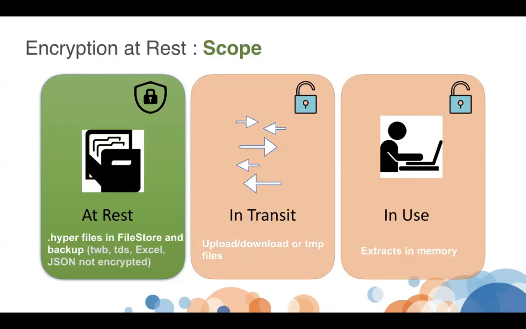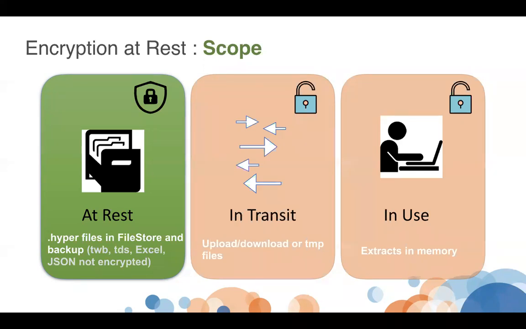In transit means either going through the network, between the network and the database, or between your database and your memory, and between the temporary files and where the database is. That's all the kind of in transit. And then the third category is in use, which is very likely in memory.